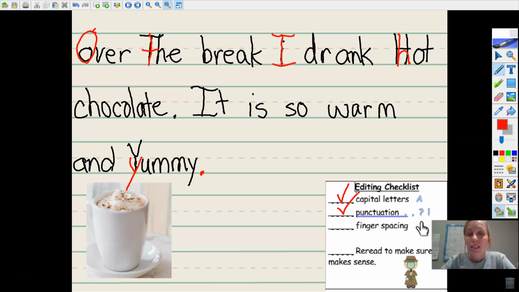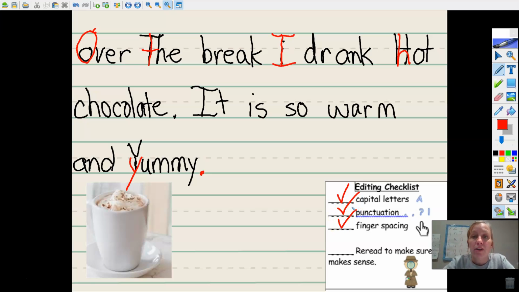Now I'm going to check the spacing between all of my words. Over the break, I drank hot chocolate. It is so warm and yummy. Finger spacing looks good. I'm going to read it to make sure it makes sense.